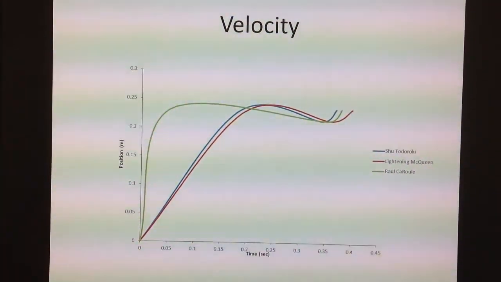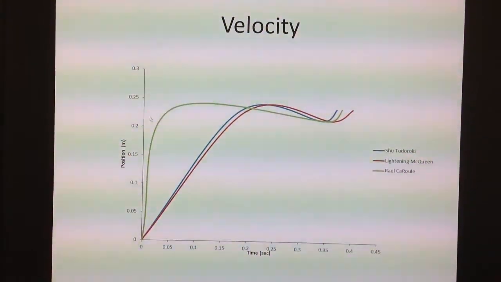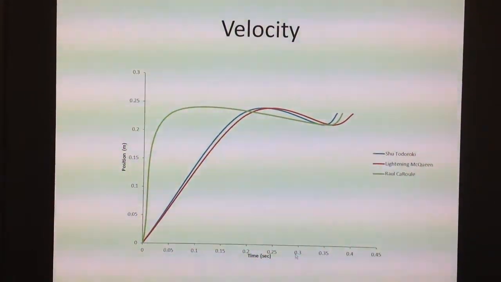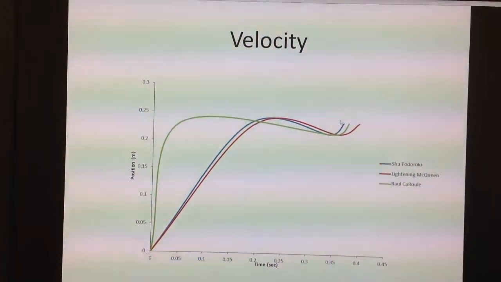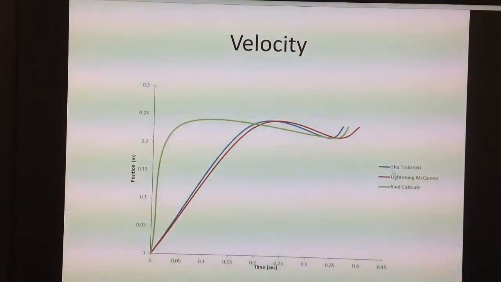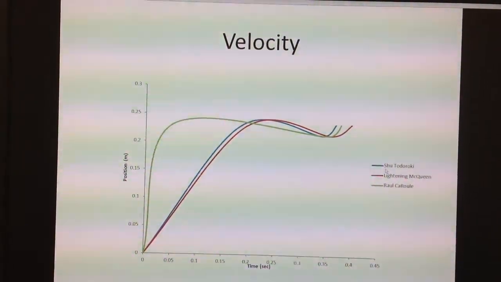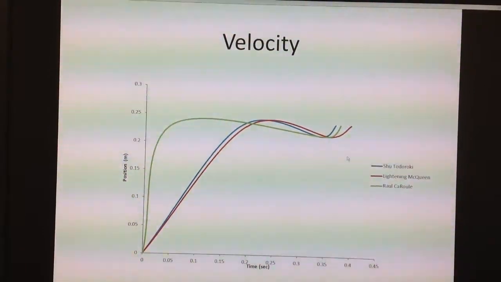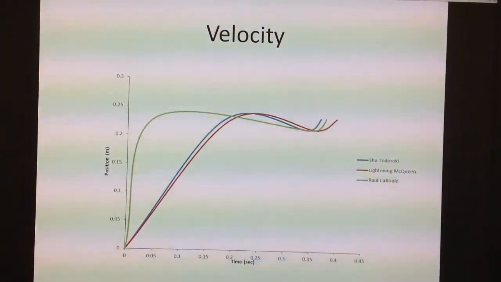So this is looking at the velocity, simple position, time once everything was corrected out, and we have our 3 cars. And what we see here is the white Shu Todoroki is the fastest car. Lightning McQueen, through going sideways, backwards, and everywhere else, ended up being the slowest.